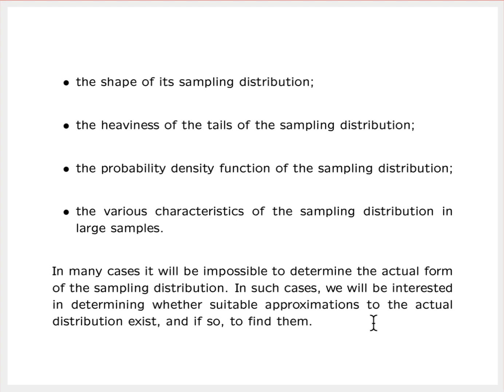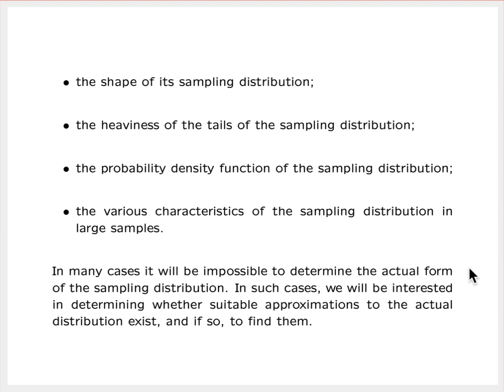We're also going to be interested in the shape of its sampling distribution, whether it's symmetric, or if not, whether it's left skewed or right skewed. We're also interested in the heaviness of the tails of the sampling distribution of a statistic. And if we can determine it, we would like to know the probability density function of the sampling distribution of a statistic. Finally, we'll be interested in the characteristics of the sampling distribution when we have large samples.